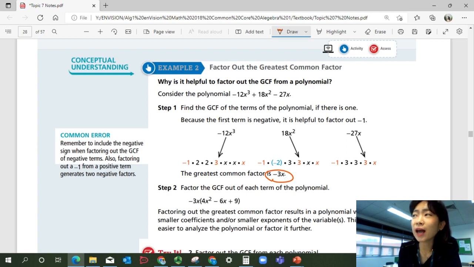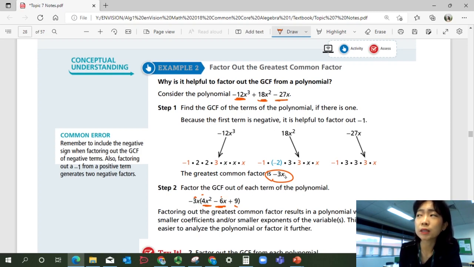So if we factor out negative 3x from negative 12x cubed, we get 4x squared. If we multiply negative 3x times 4x squared, we get our first term. Then we factor out negative 3x from the second term, 18x squared, and we get negative 6x. If we multiply negative 3x times negative 6x, we get positive 18x squared, the second term. Does that make sense? And if we factor out negative 3x from negative 27x, we just have 9. If we multiply negative 3x times 9, we get the third term.